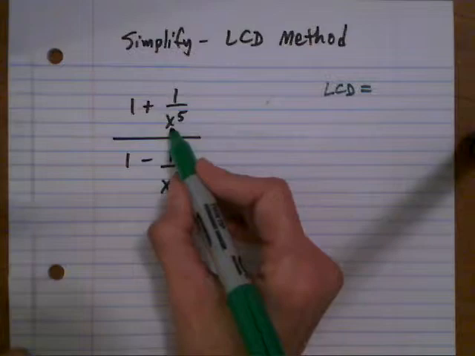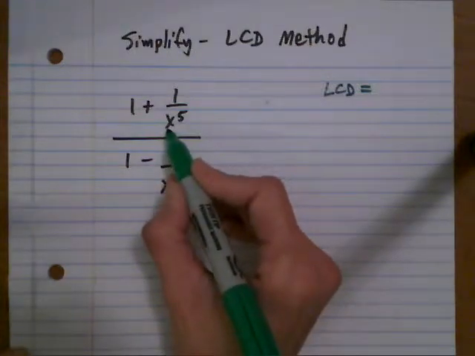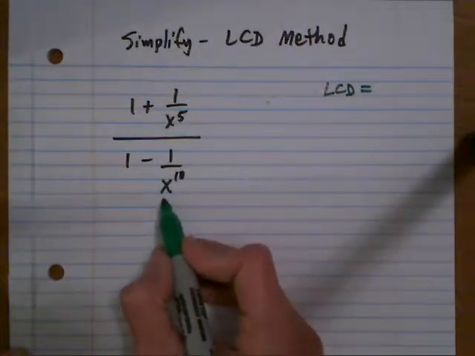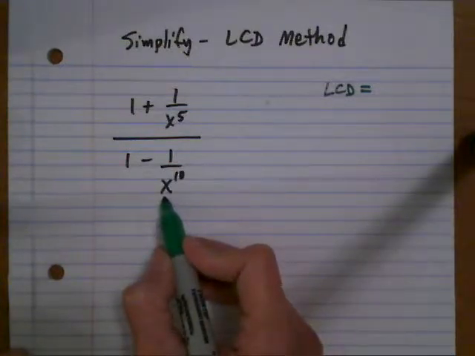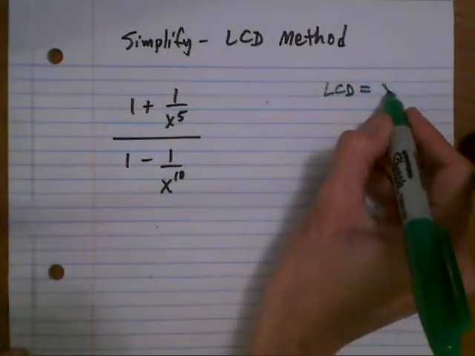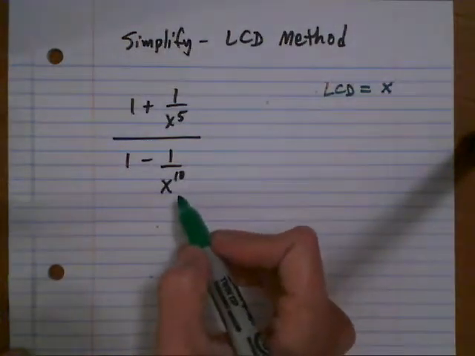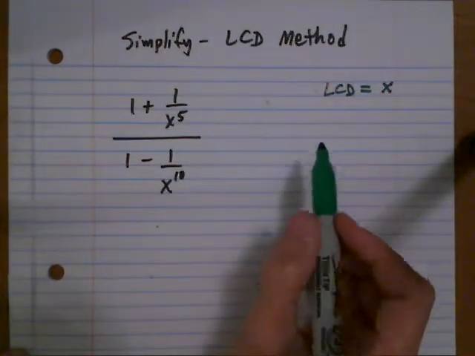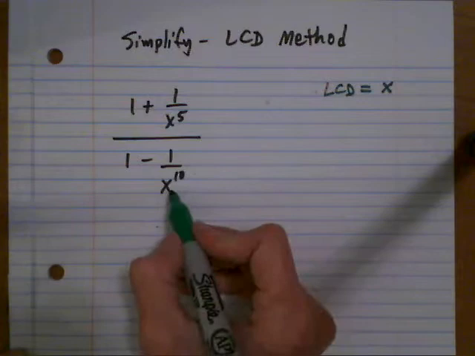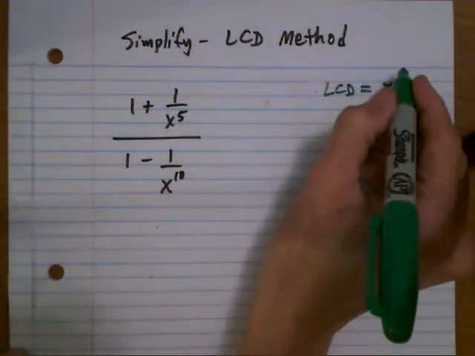So the factors here are x's. We have 5 x's being multiplied together. The factors here are x's. We have 10 x's being multiplied together. So that means we need the factor x. We need the factor x the most number of times it appears in any one denominator. So we need x to the 10th.